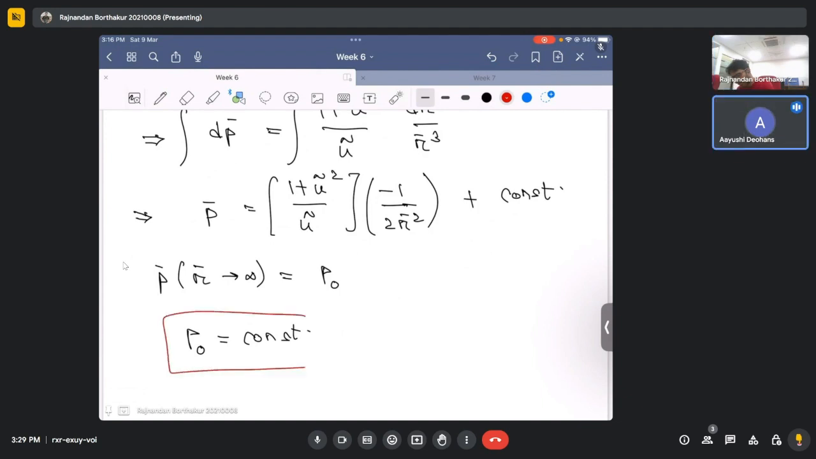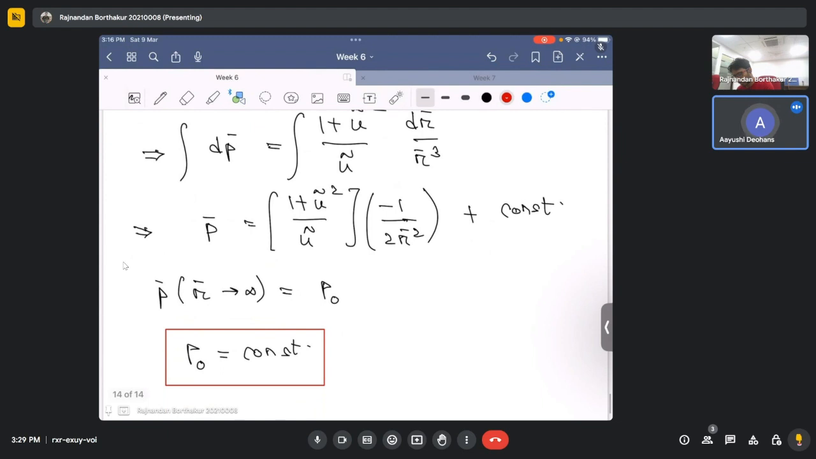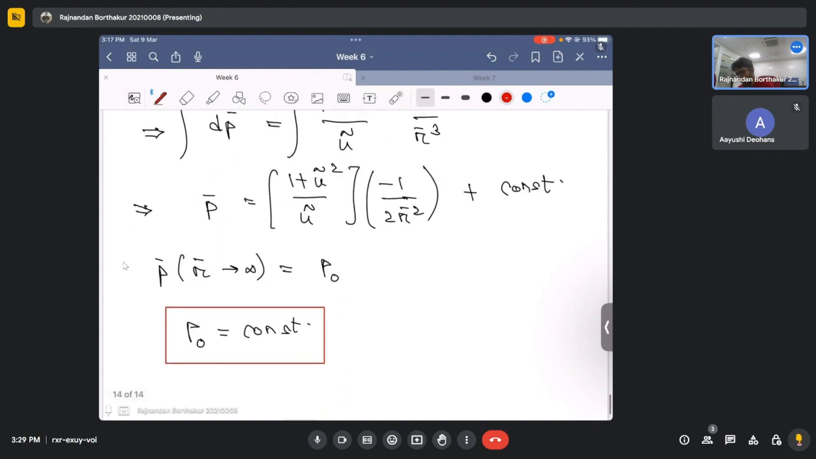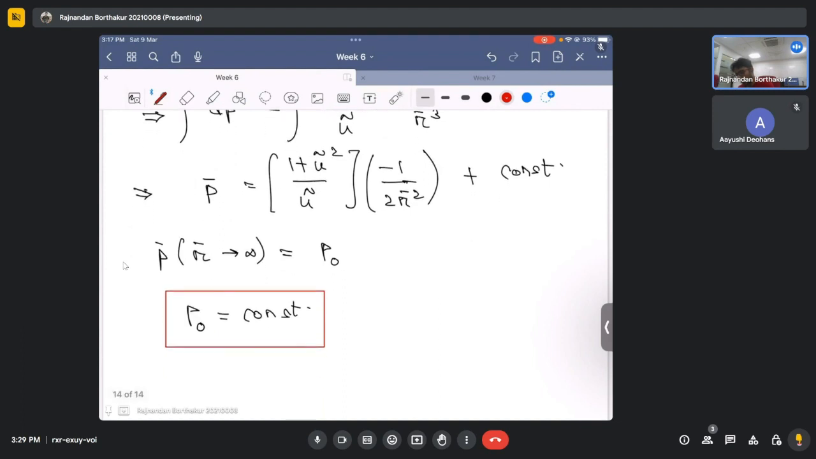But one doubt: P was equal to P naught. So P bar is a non-dimensionalized part, so it should be P naught by rho omega square. Yes, correct. You are right.